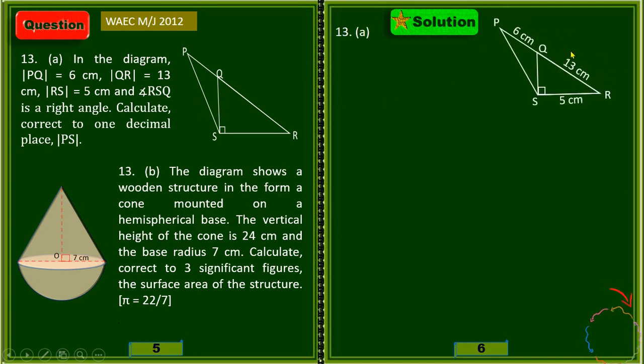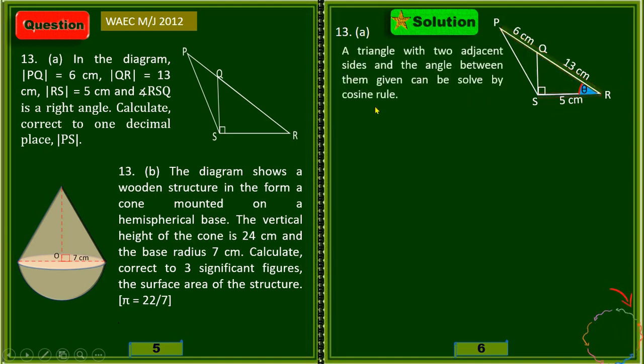So now that's the diagram with all the dimensions given. Now we're going to see how we solve this. If you look at this diagram, this side is given, this side is given, and the angle between them is also given in the question. It's not given directly, but you can find it. So when we have an included angle and two sides, we can solve such a problem with the cosine rule. So we need the cosine rule to solve this question.